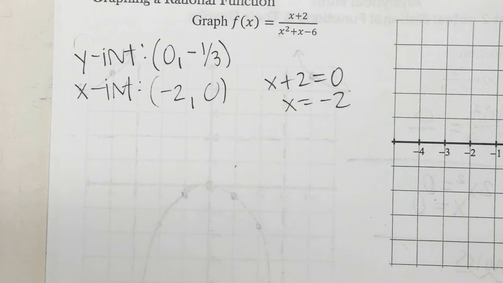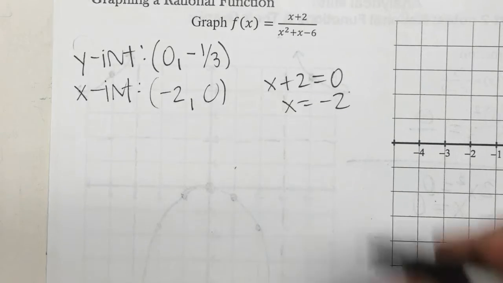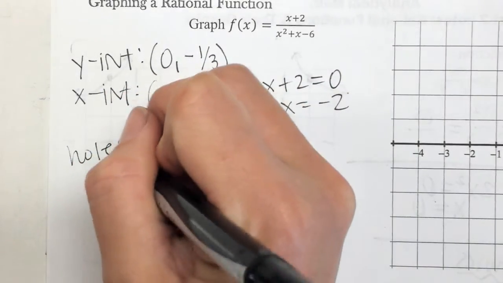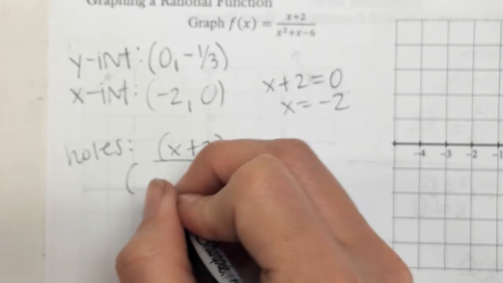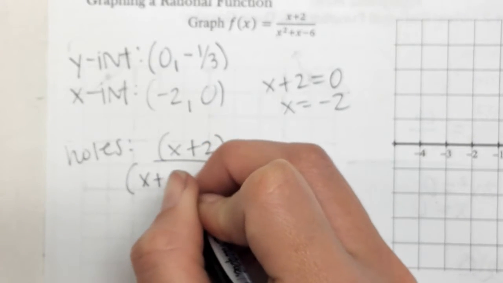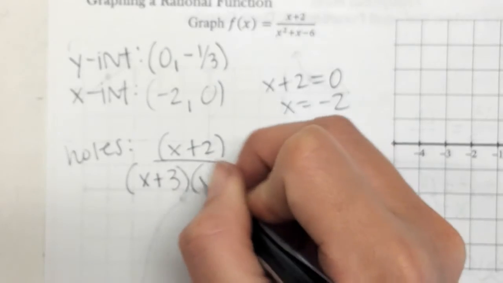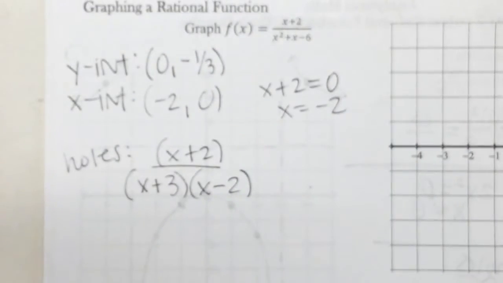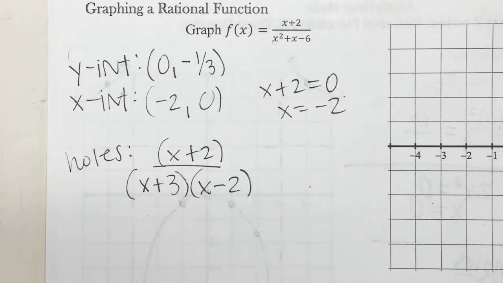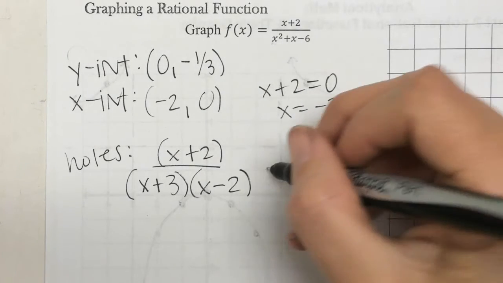Let's check for holes. The top, can we factor it? No, but can the bottom we factor it? Into what? X plus... and so will these two cancel out? No, because one's plus, one's minus, right? So will we have any holes? No holes.